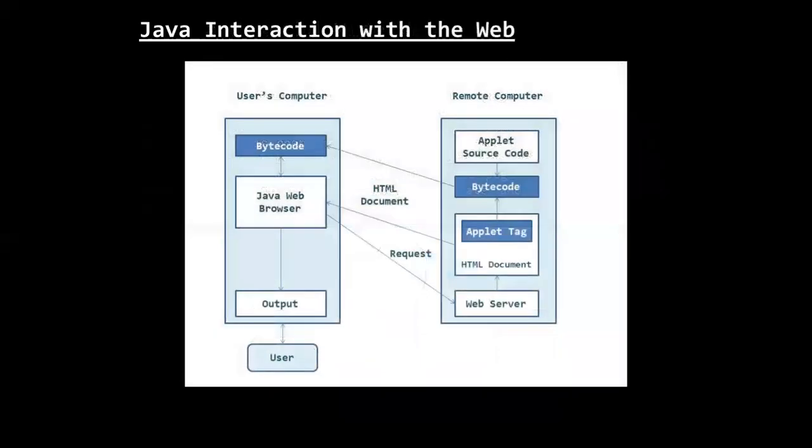Java communicates with a web page through a special tag called applet. In this figure, Step 1. The user sends a request for an HTML document to the remote computer's web server. The web server is a program that accepts a request, processes the request, and sends the required document. Step 2. The HTML document is returned to the user's browser.